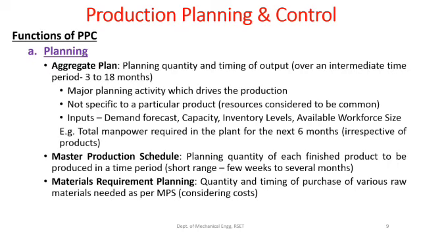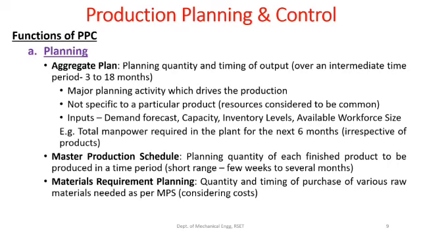So this is one of the major planning activities which drives the production, and just like a business plan, this is not specific to a particular product. So here the resources are considered to be common for all the products that are made in that particular company. So for the entire business, for the entire product line that the company produces, the resources are considered to be common, and we are going to make a plan as to what will be the quantity of total products produced in a given amount of time, which is an intermediate time period. So it is not specific to a particular product. In that particular regard, it is generally very similar to a business plan.